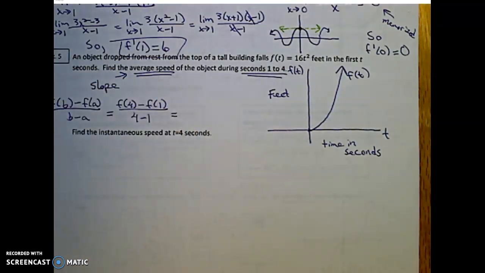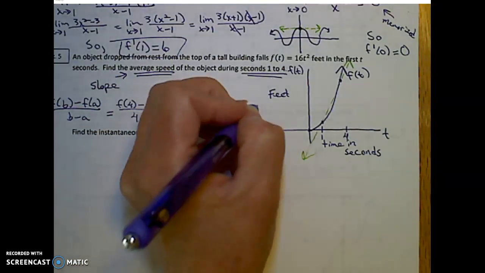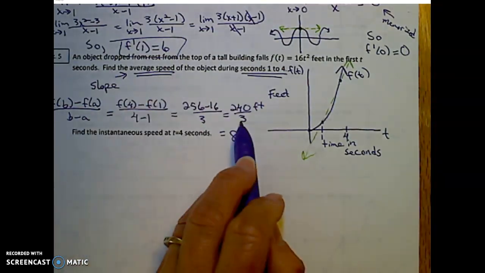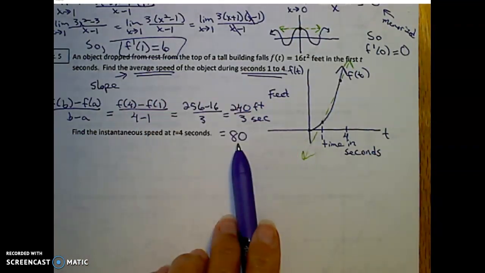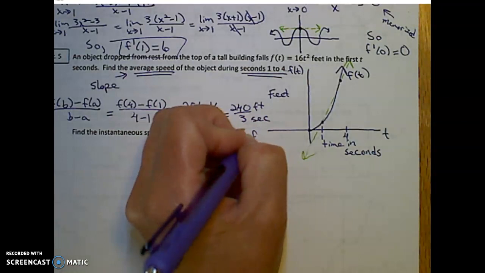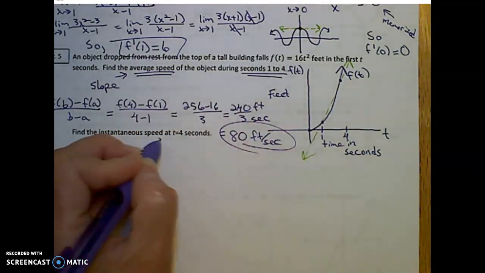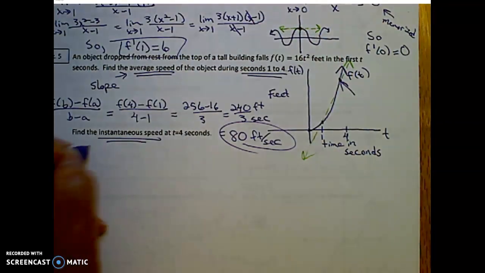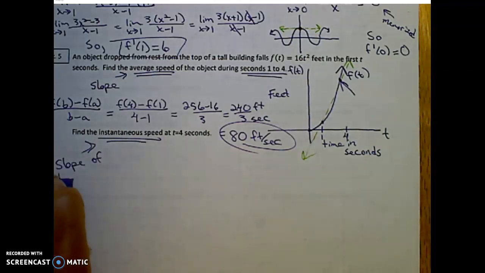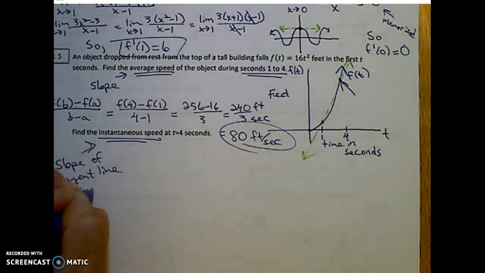Grab your calculator and find that slope. When I plug into the slope formula, this is the change in y, 240 feet, over the change in x, which is in seconds. And the average speed between seconds 1 and 4 is 80 feet per second. But if we're asked to find the instantaneous speed right at 4 seconds, that instantaneous speed is the slope of the tangent line. And that slope of the tangent line, again, is the derivative.